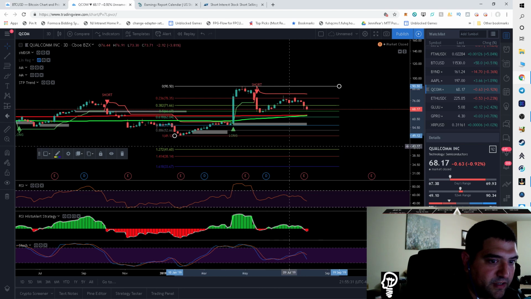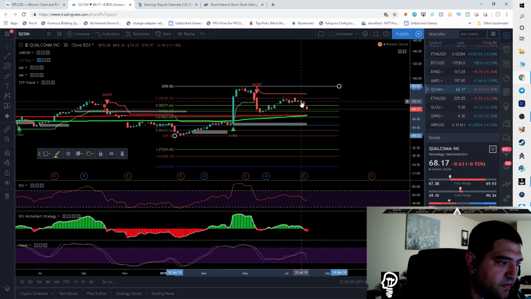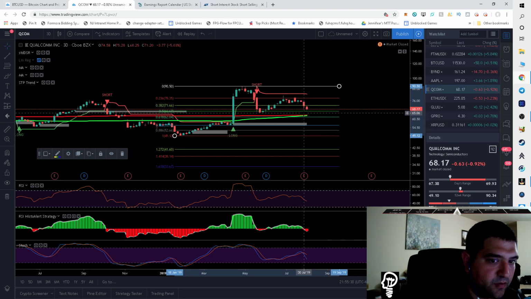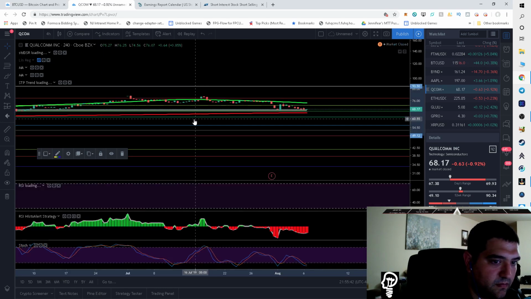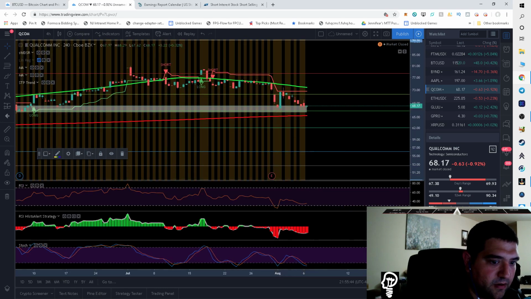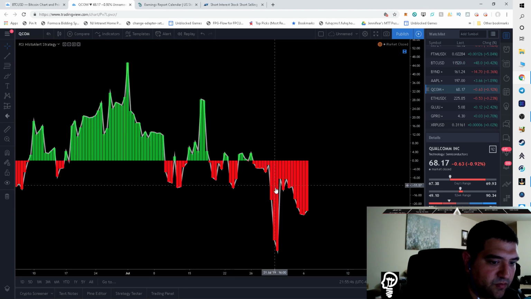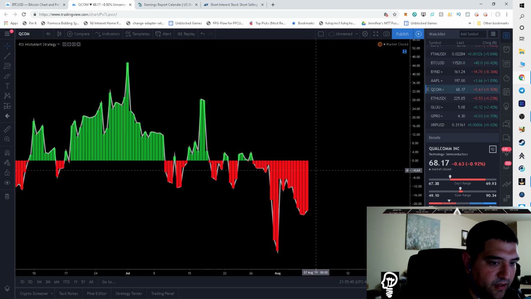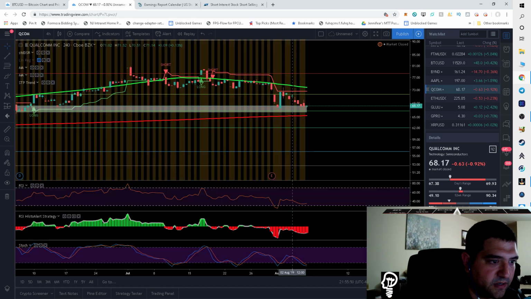But we could be forming some sort of a, yes, it would be. 50% would be the double bottom, around $65. This is exactly what I was saying. We could double bottom here. We are already starting to see some rounding out, right, on the oscillators.